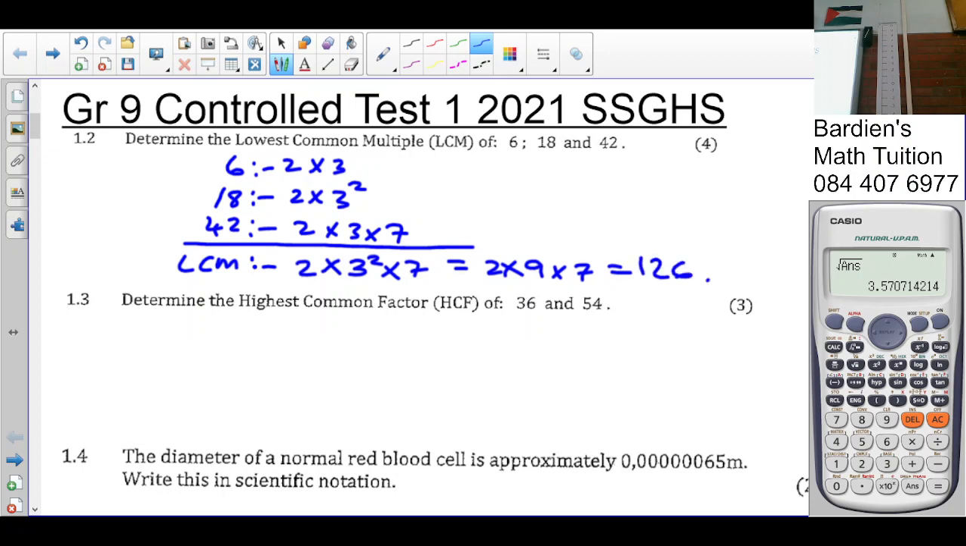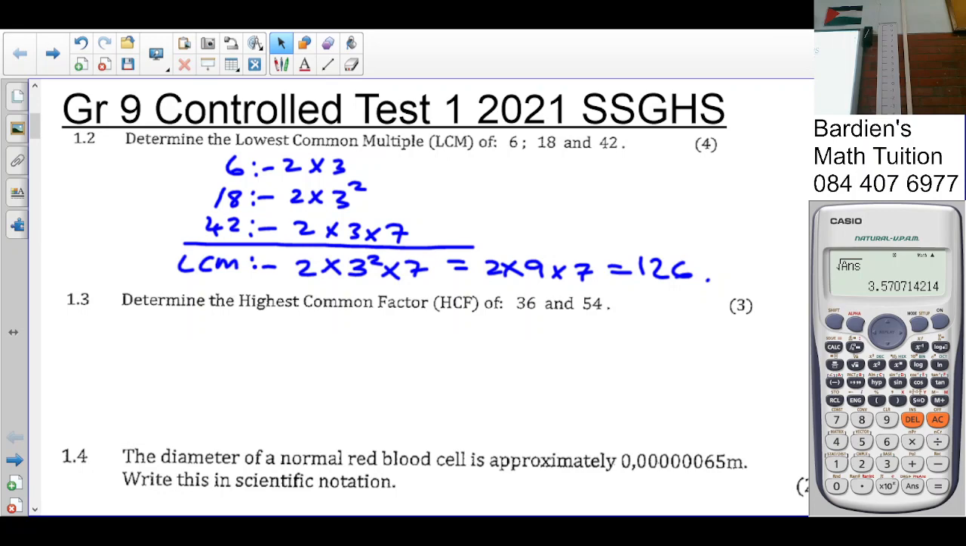So 126 is the LCM. Otherwise, what you could have done was write out the multiples of 42. Okay, so 18 doesn't go into 42, you get the next multiple of 42, which is 84. 18 doesn't go into there. The next one is then of course 126 where 18 can go. Okay. Let's look at the next question.